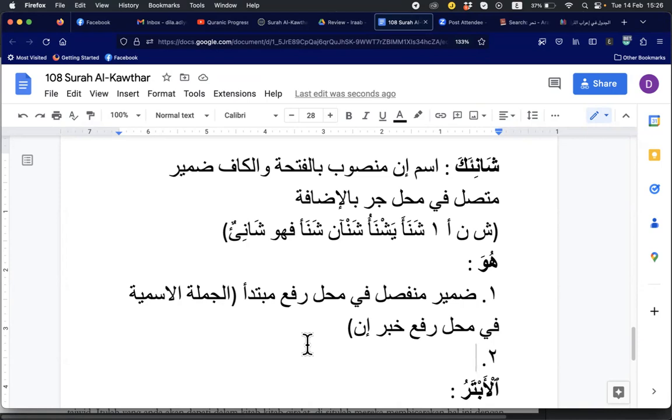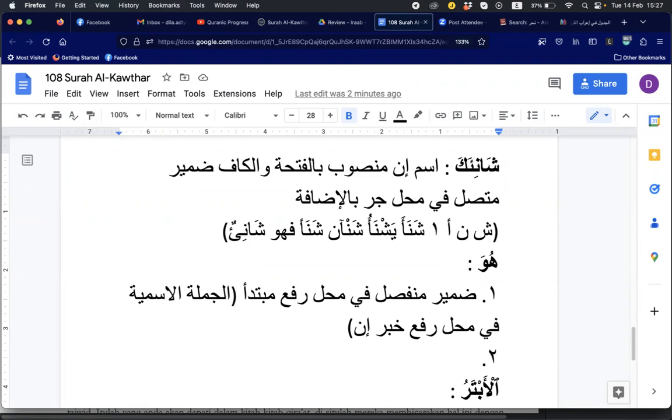So basically, this one you all understand, right? You take this whole jumla ismiya as the khabar of inna, right? Sometimes, I saw in another Quran i'rab, huwa dhamirun munfasil li tawkid, al-abtar khabar. So is it not right? Maybe that is possible. I'm not sure. I don't do that.